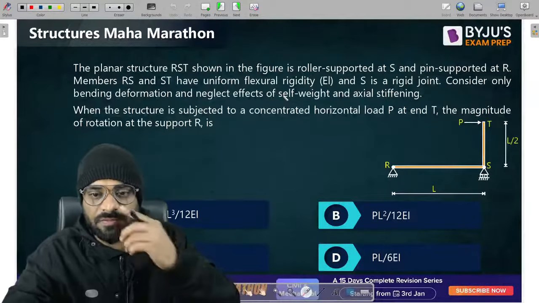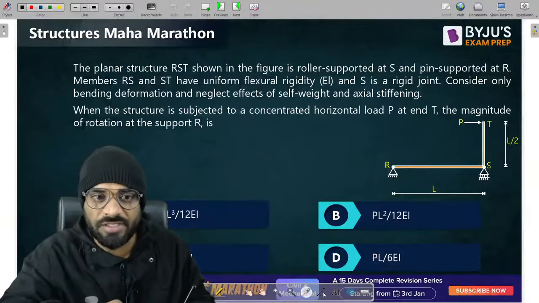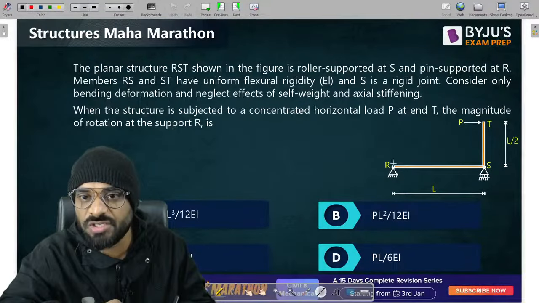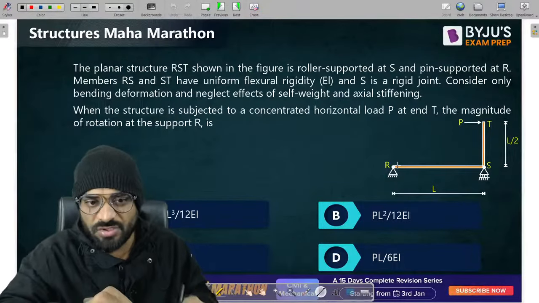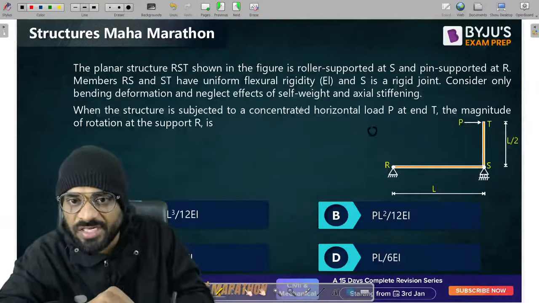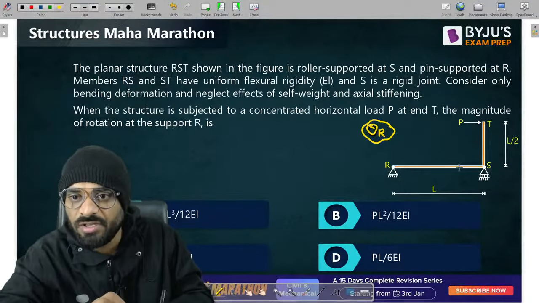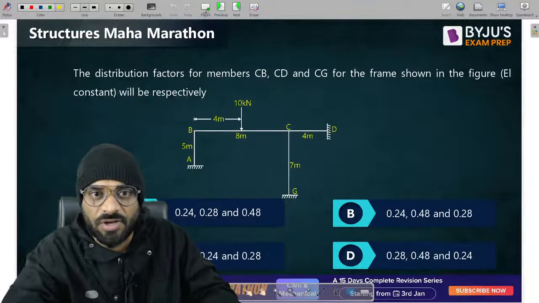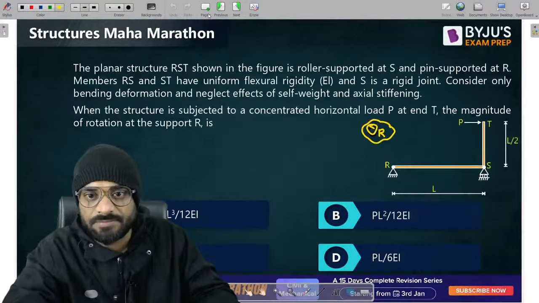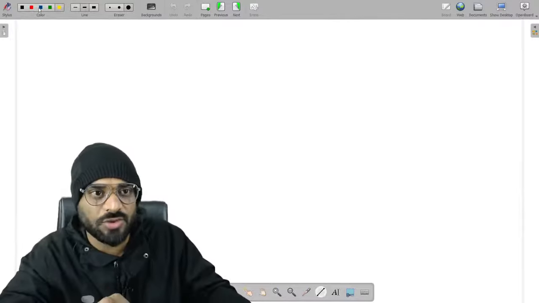Now, guys, this is one of the questions which was asked in the GATE examination. What we have to do, we need to calculate the magnitude of rotation at junction R, or you can say at joint R. Very, very simple question. What is the value of theta R that we have to calculate as per the question? How can we do it? First, we have to break the structure. Let's take this particular structure separately for our analysis. Then I will tell you some short trick also, guys, to solve the question.